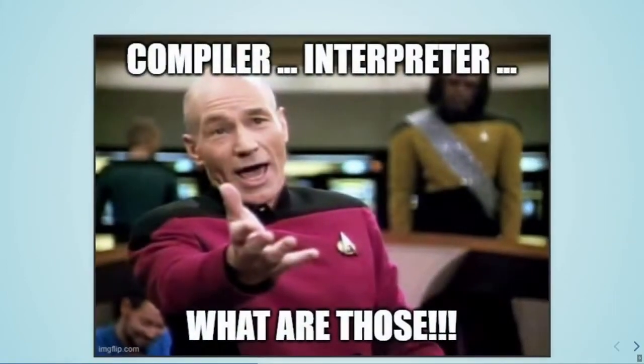Now, if you're new to computer science, you're probably going to be wondering, what the hell are those? A compiler basically turns your source code into an actual program that can be run. And an interpreter just kind of directly runs your source code. You're going to need one of these two things to actually make a program.